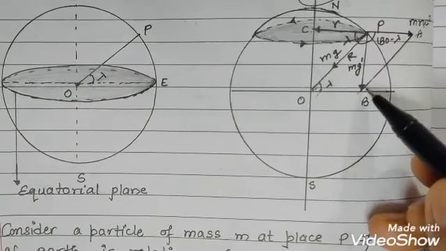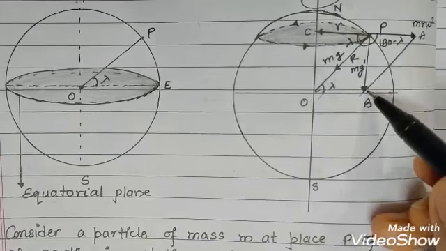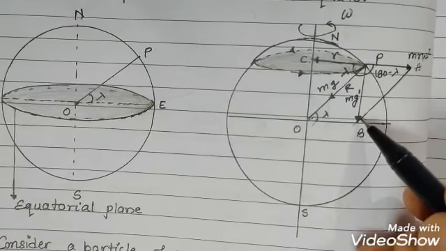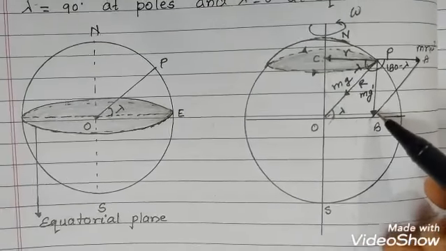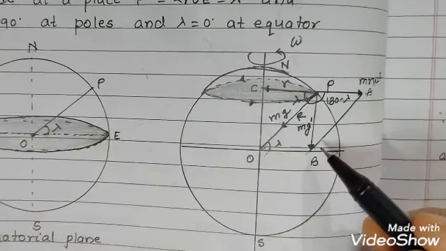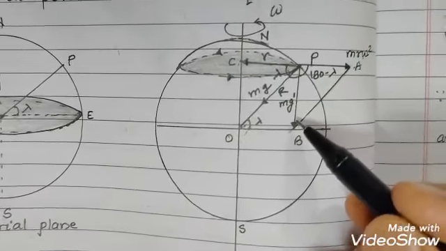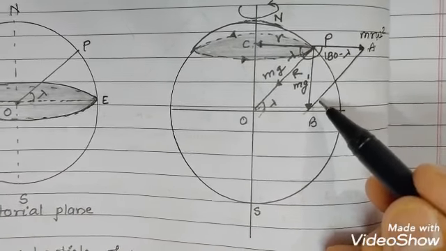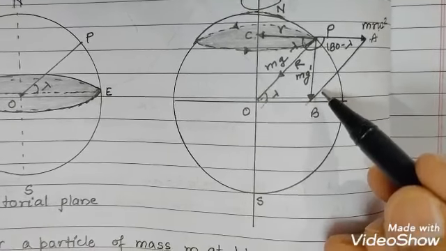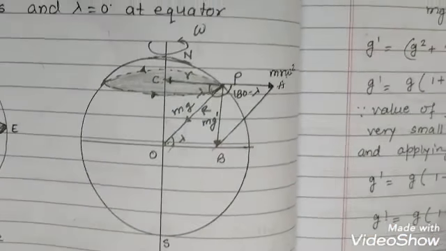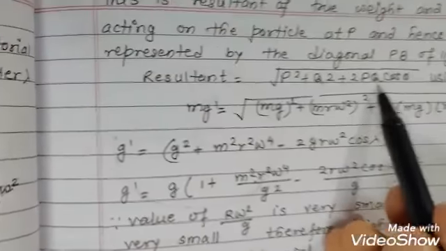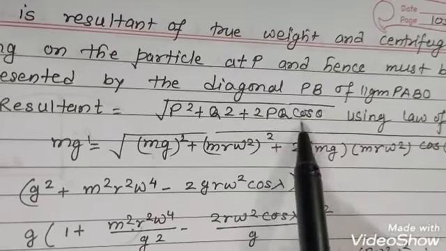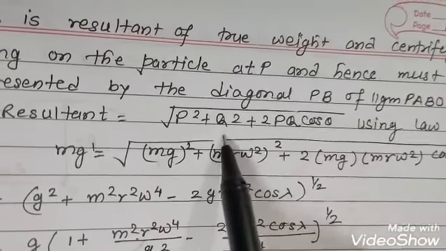So the diagonal, that is PB, represents the direction of the apparent weight of the particle due to the rotation of the earth, or you can say due to the latitude. That resultant can be given by the law of parallelogram: the resultant is root of p square plus q square plus 2pq cos theta, where p and q are the two forces working here.